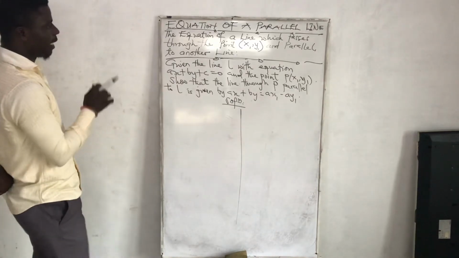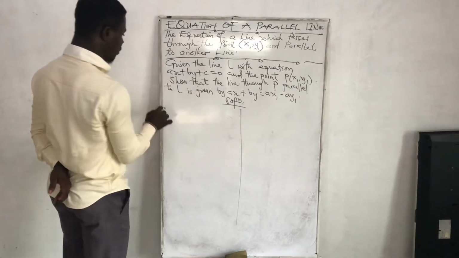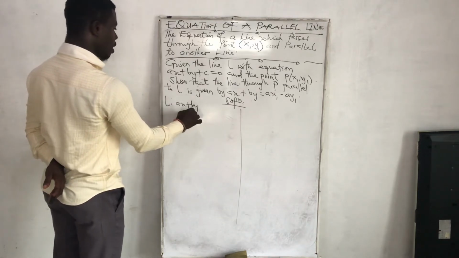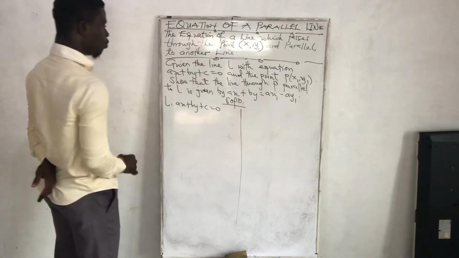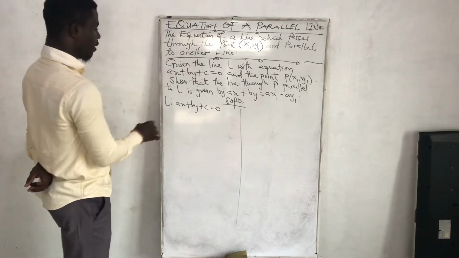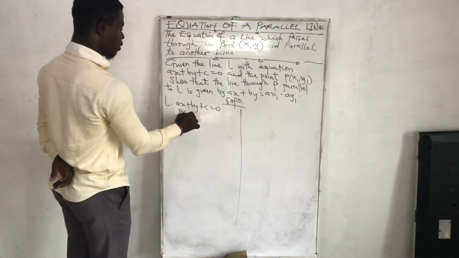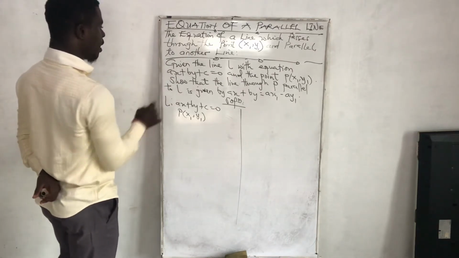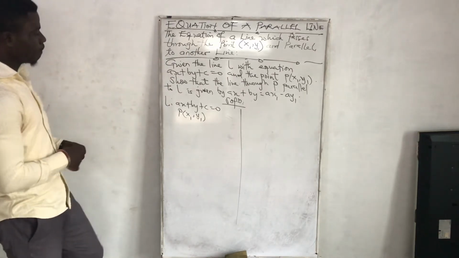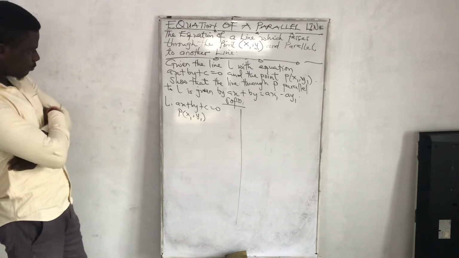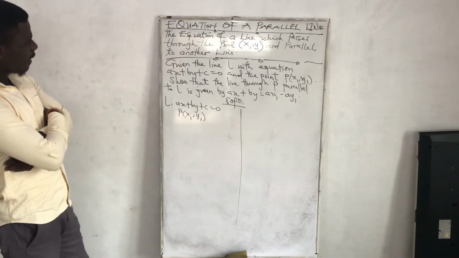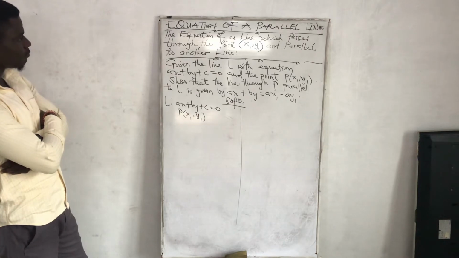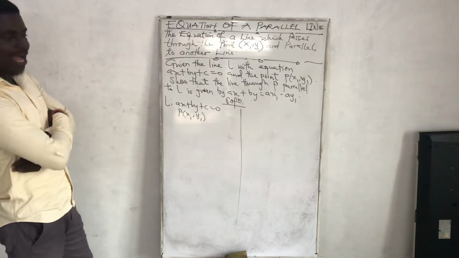So given the line L with equation ax plus by plus c equal to 0, and the point P (x1, y1), show that the line through P parallel to L is given by that. So now, let's see how we can solve that.